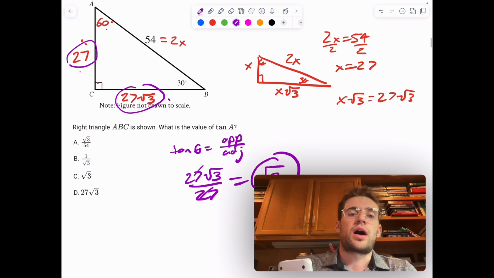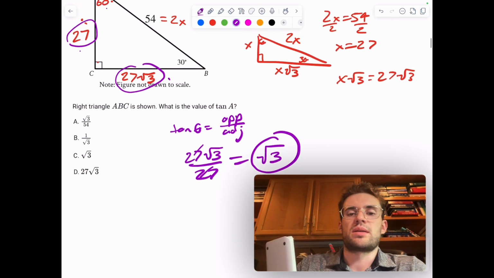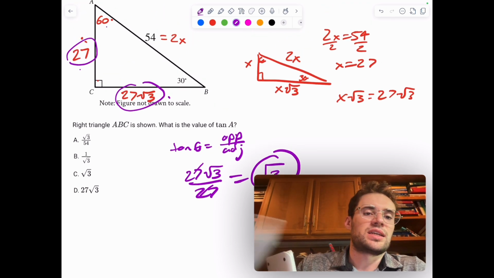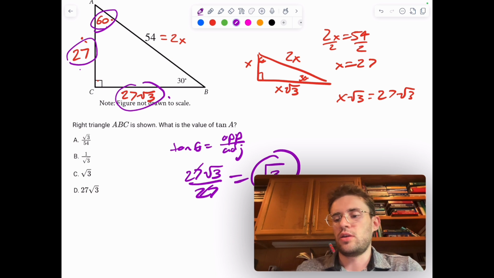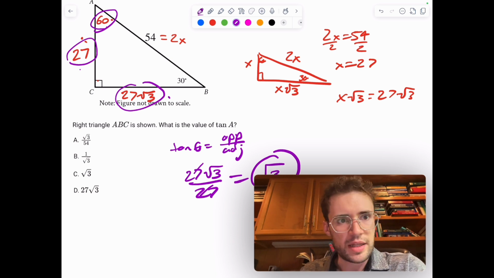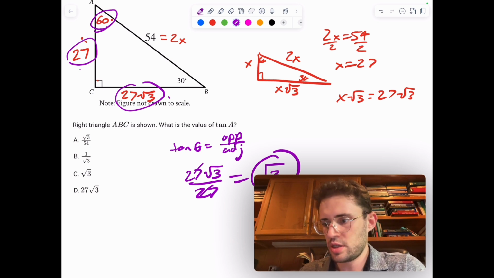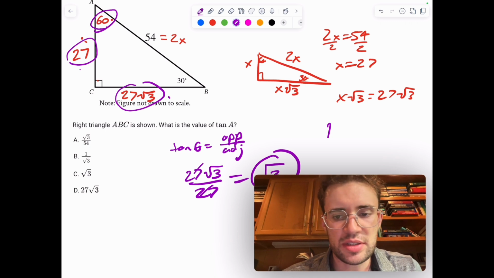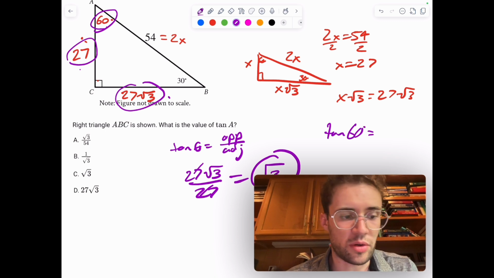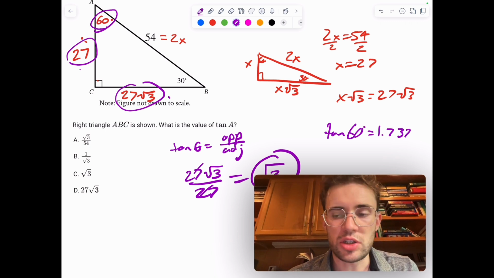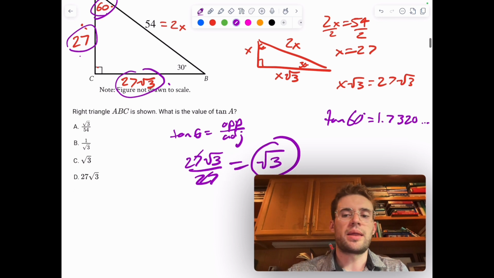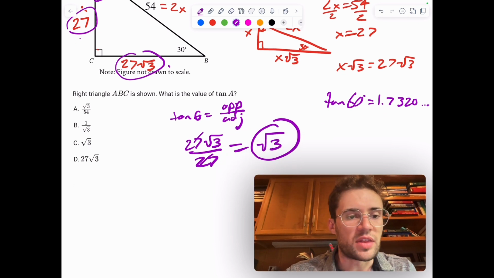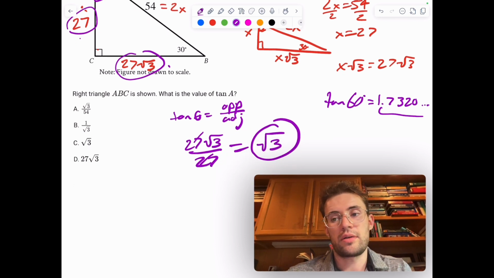But if you don't feel comfortable with the special right triangles, or you feel like you messed them up, as long as you can find that A is 60 degrees, so up here, then you can just type into your calculator the tangent of 60 degrees, and it gives you that the tangent of 60 is equal to, and make sure you're in degree mode, 1.7320, blah, blah, blah. And then you just have to figure out which of these is equivalent to that, right? It's going to be an irrational number, but you can see which one's close.